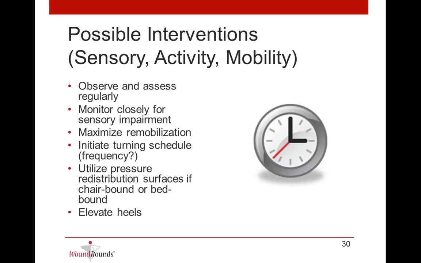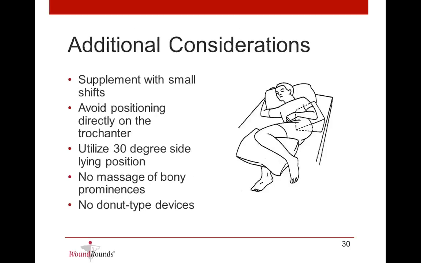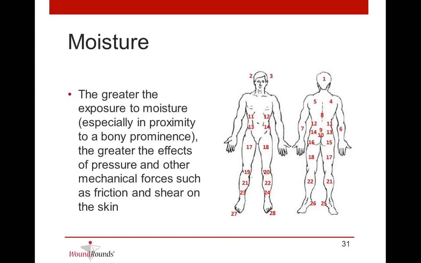So maximizing remobilization, getting PT/OT involved, putting the patient or resident on a turning schedule. If so, how often? Elevating the heels off the bed. Obviously, we know that heel pressure ulcers are a huge problem in long-term care, and so we want to do whatever we can to alleviate pressure ulcers to the heels. Interventions such as not positioning directly on the trochanter or using a 30-degree sidelying position, not massaging bony prominences, using pillows and wedges ought to be considered as well.